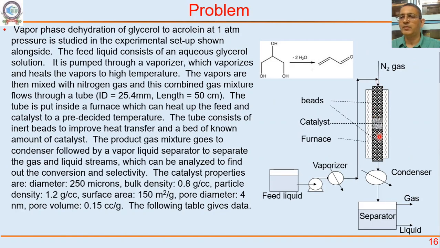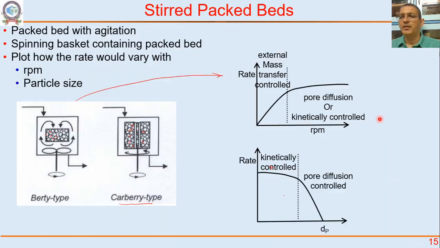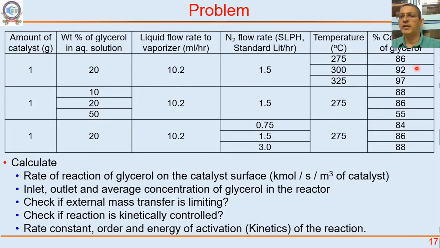What comes in minus what goes out. It is either 86% converted, 92% converted, 96%. So this is the experimental data. Somebody has done experiments and got this data. Now I'm asking you questions.